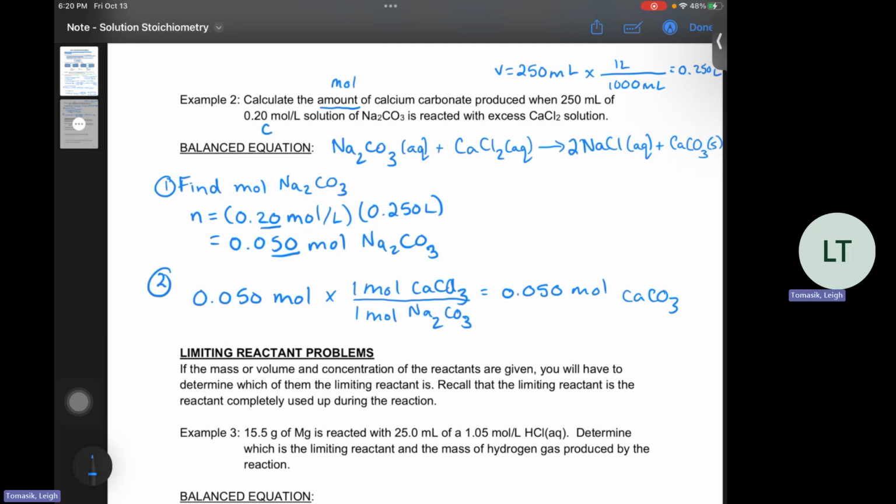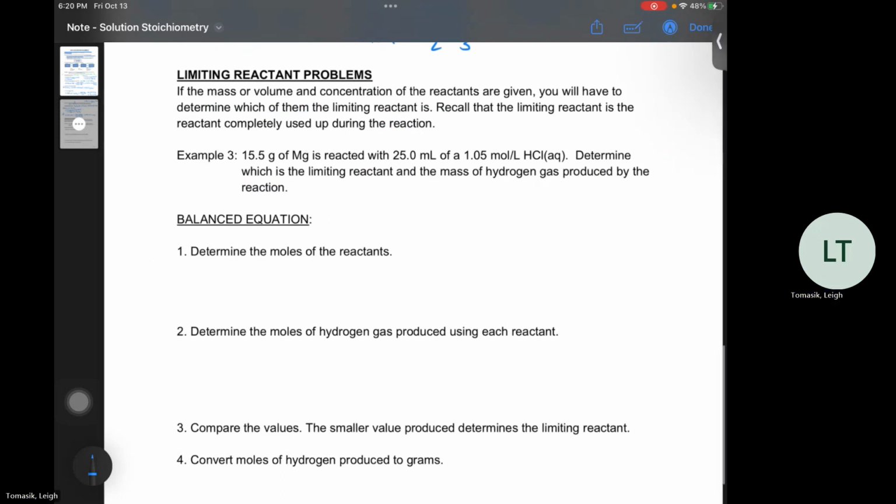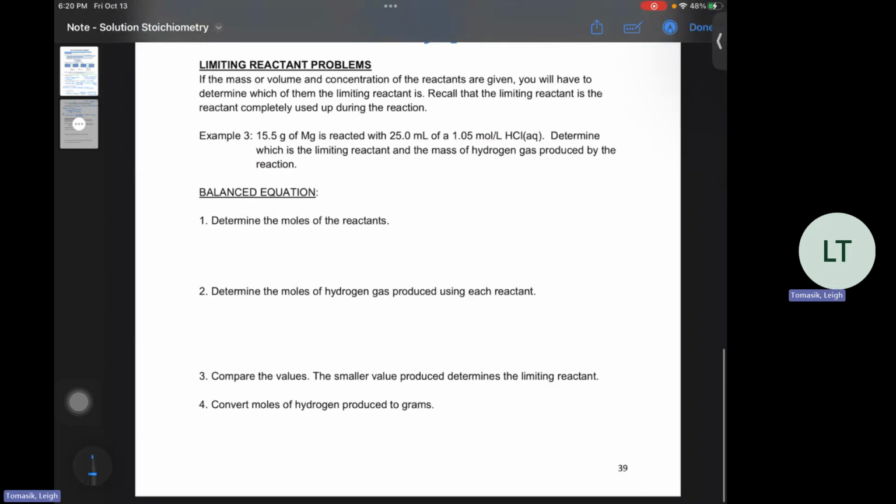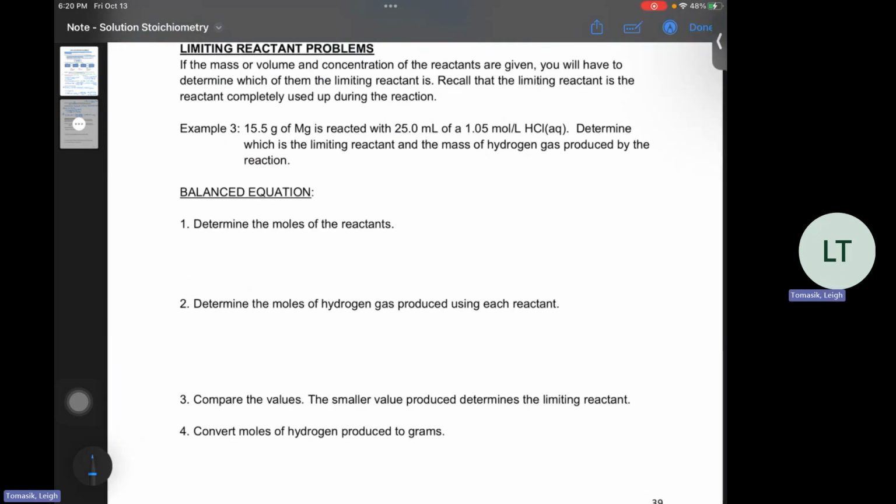Okay. Limiting reactant problems. Okay, this is probably where, if you're feeling stressed about life, like maybe we don't have to do this. But I'll show you how to do a limiting reactant problem that involves concentration and volume. It's really the same steps as before.